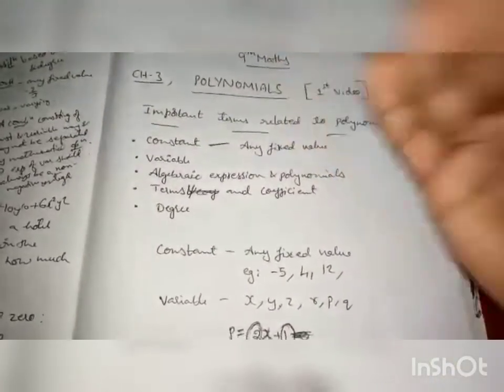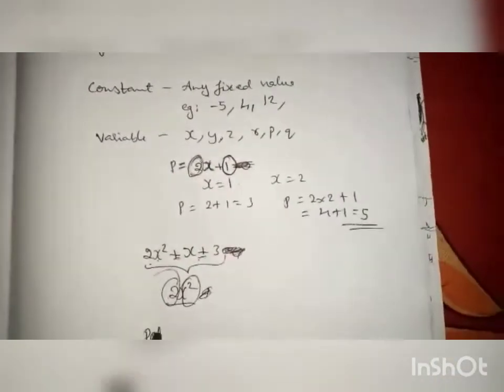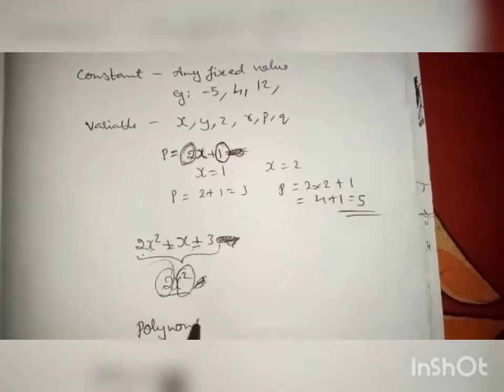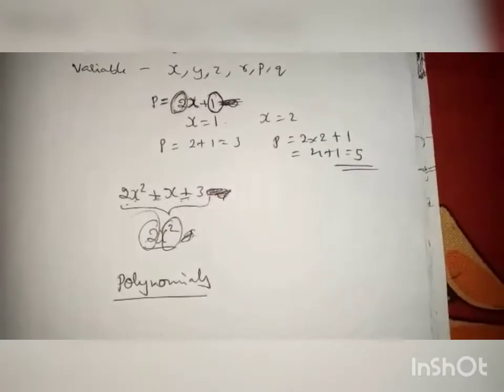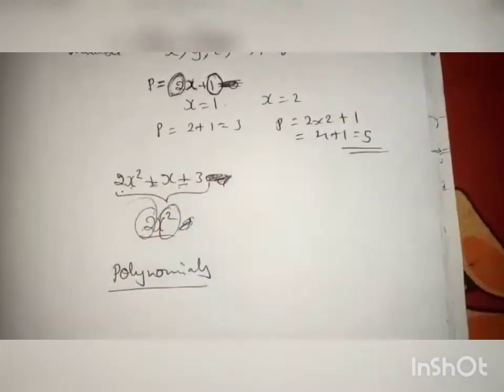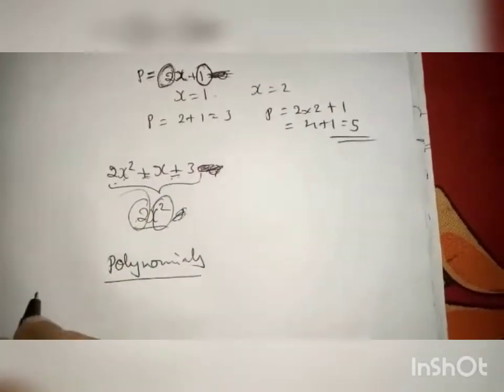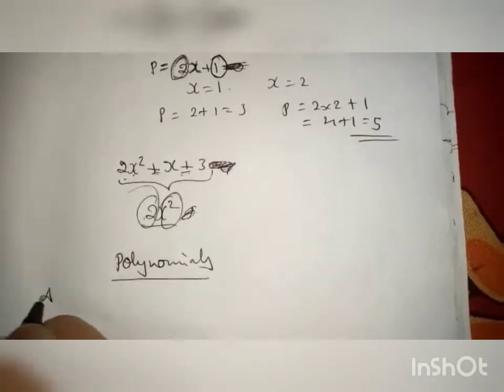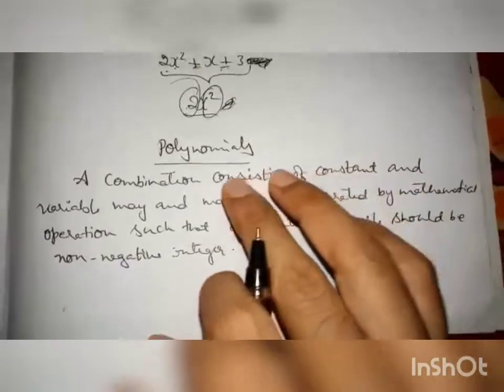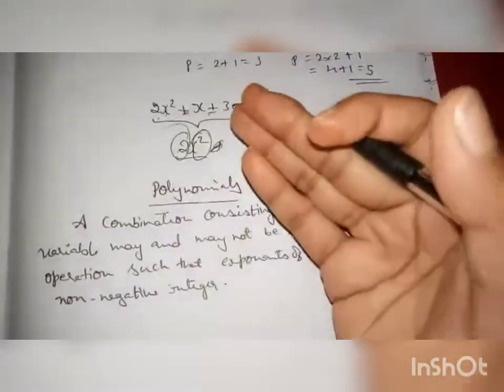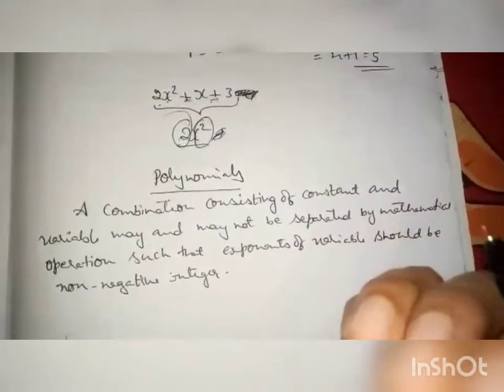Then we'll come to our chapter, that is polynomials. So what is a polynomial? What is a polynomial now? It is the same as an algebraic expression. Let me define. A polynomial is the same as an algebraic expression, only one difference will be there.